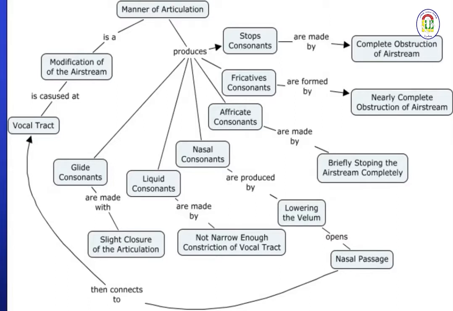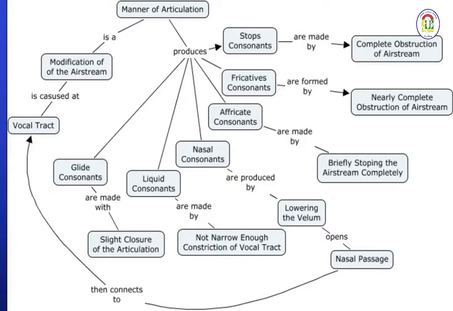In manner of articulation, we talk about how the consonants are produced, the way we produce those consonants. First, stop consonants or plosive consonants are made by complete obstruction of the airstream. That is, in plosives or stops, we block the air completely, then we push out the air and release it rapidly and abruptly like an explosion. This is why they are called plosives. We have p, b, t, d, k, and g. These are the plosives. You have three voiceless plosives and three voiced plosives. All in all, we get six plosives.